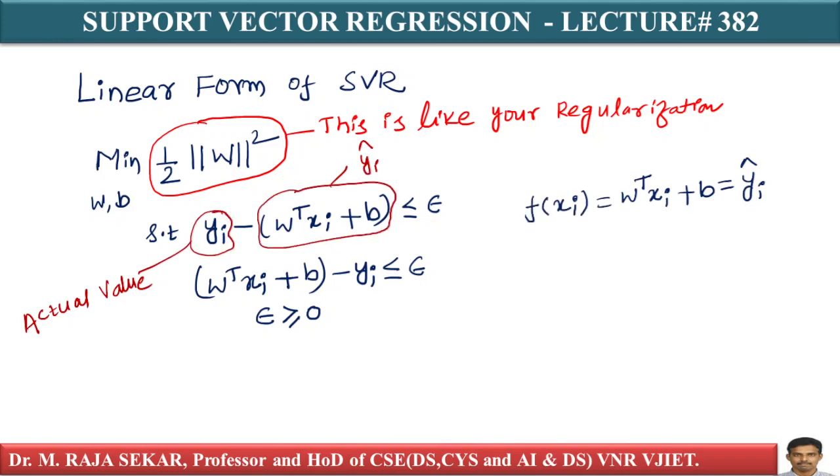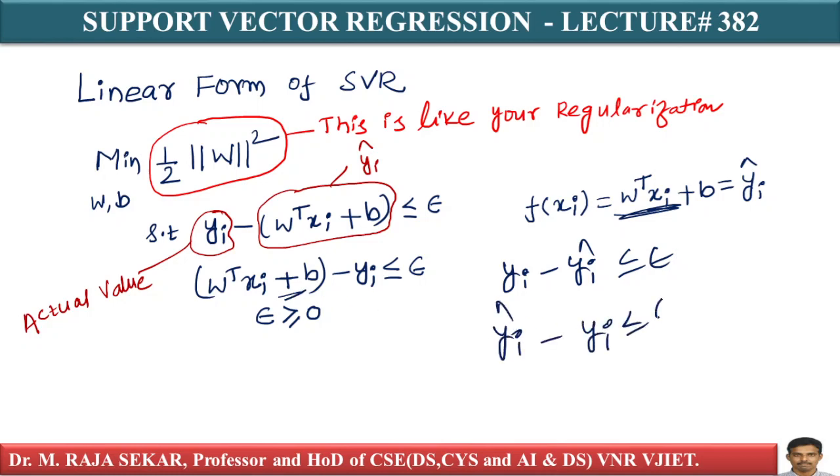What is this yi? Yi is the actual value. This yi cap is the predicted value. This is actual value minus predicted value. What is the predicted value? W transpose xi plus b. Isn't it? That may be yi minus yi cap less than or equal to epsilon, or you can say this one also is there: yi cap minus yi less than or equal to epsilon. Yi is my actual value, yi cap is my predicted value.